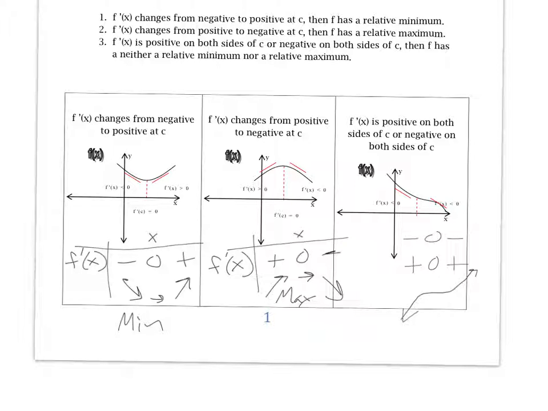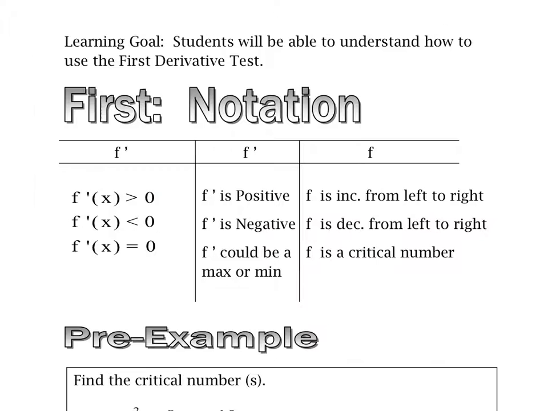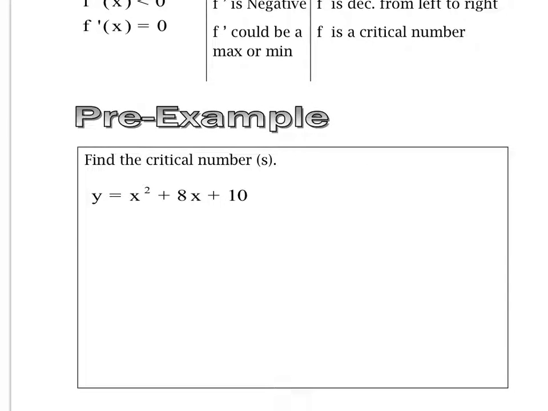Let's take a look at some examples so we can see how to do this. Okay, again, this is some of the notation that we're looking for, right? If the derivative is greater than 0, then the derivative is positive, and that means the function is increasing. So the function is going up. If it's less than 0, the derivative is negative, and that means it's decreasing. And if it's 0, then that could be a max or min. It's a critical number at least.